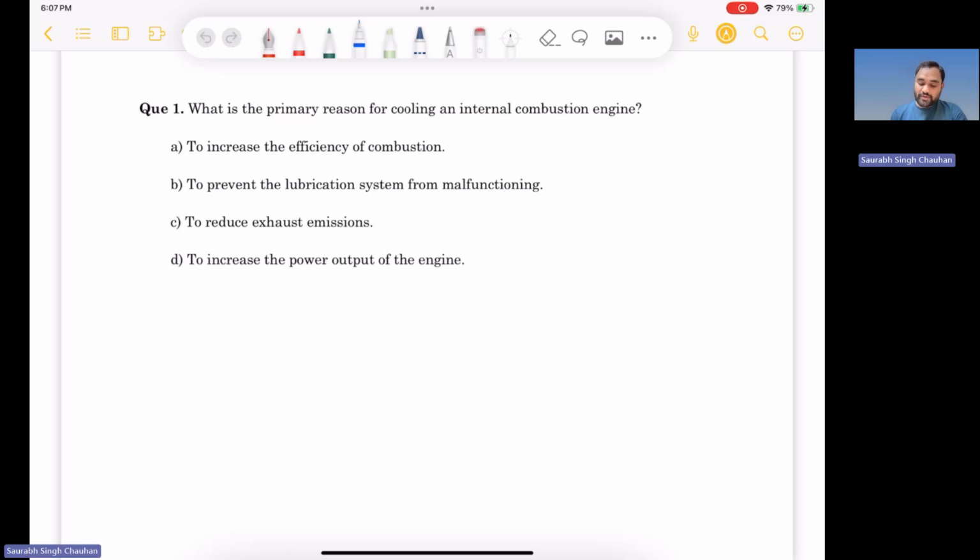So to prevent the lubrication system from malfunctioning, we are cooling the engine. There are various types of cooling systems: water cooled, air cooled. So the correct answer for this question is option B.